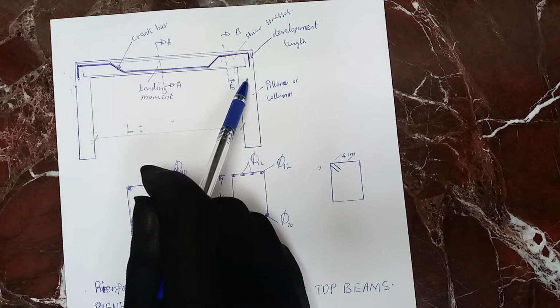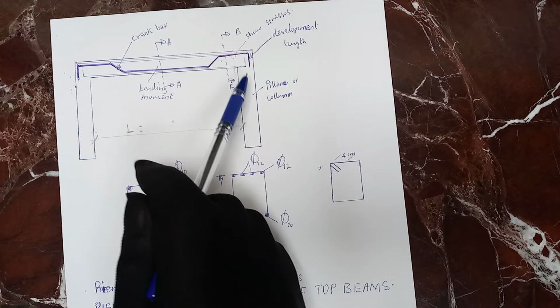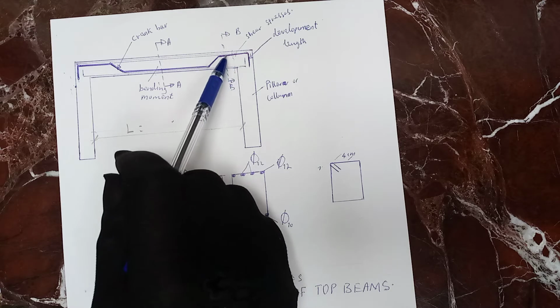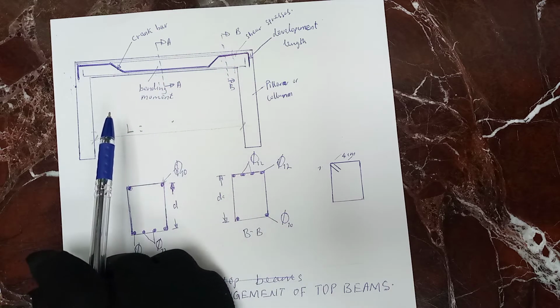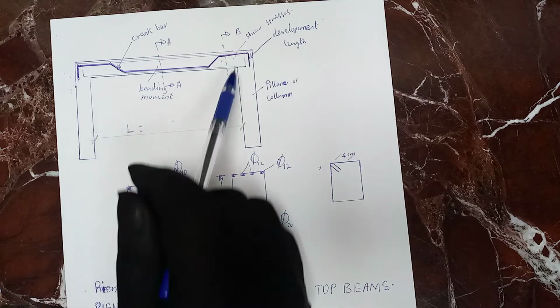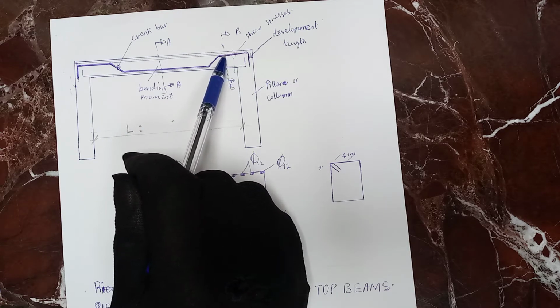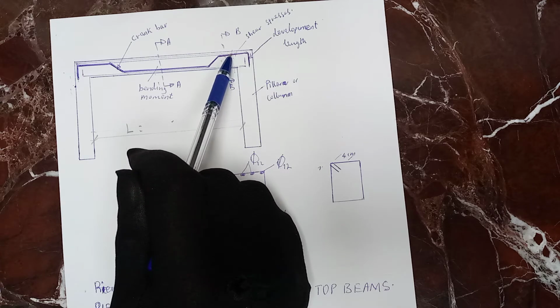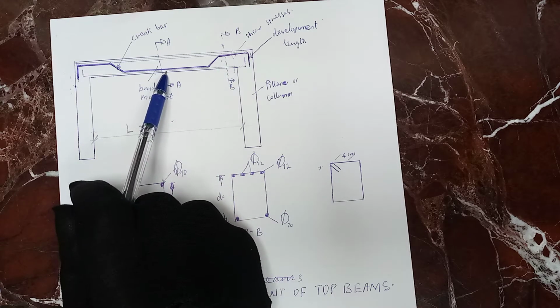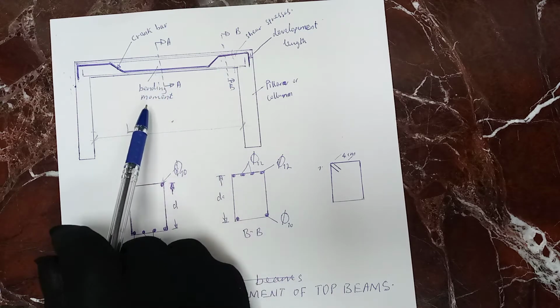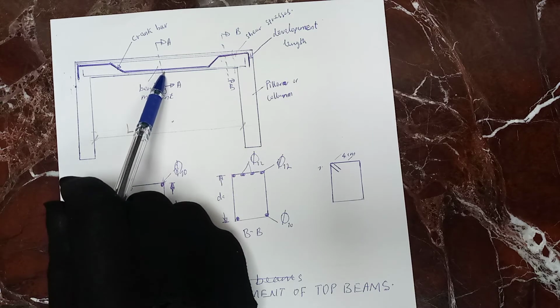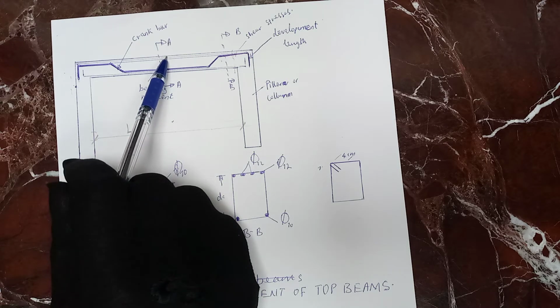The development length is always provided to create a good bond between the pillar and the beam. And here, it acts to resist the shear stresses, because this is where the shear stresses will occur, and down here is where the bending moment will occur. Up here it is compression.